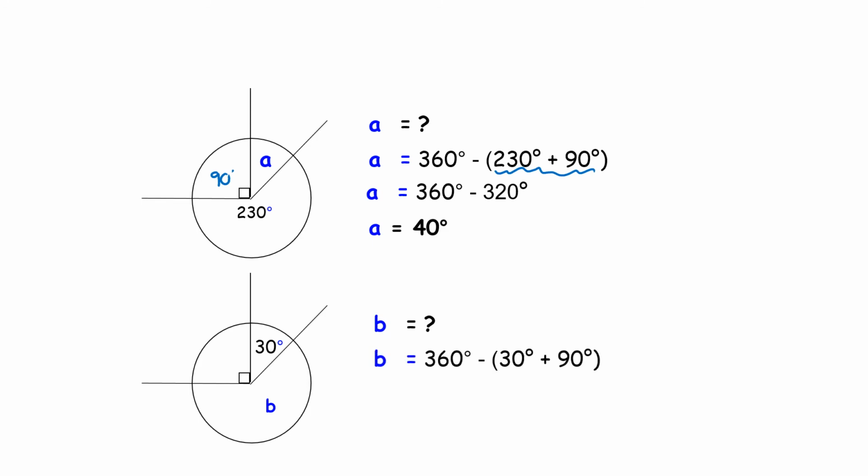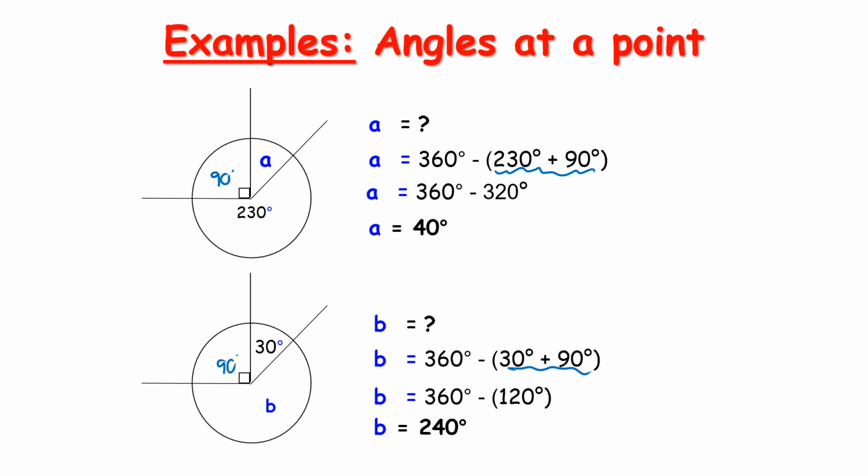B, again, I have a lovely 90-degree angle here, plus 30 degrees, so I have 120 there. So 360 minus 120 gives me 240. You don't have to lay them out like I'm laying it out. You can lay it out any way you want as long as you're doing the same sum.